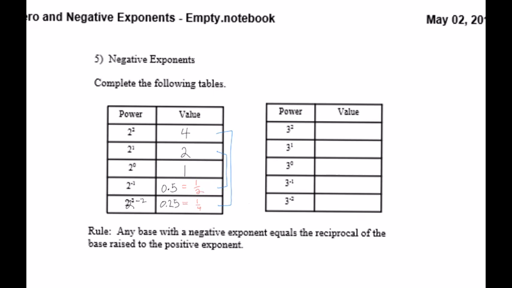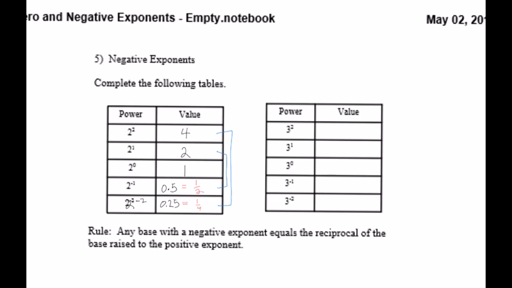So the key idea is to recognize when you have a negative exponent, all you have to do is remember, calculate the positive exponent first. So if I had 3 to the negative 3, I would figure out what 3 to the 3 is, which is just 27. And then, in order to get the negative exponent, you're going to write 1/27.